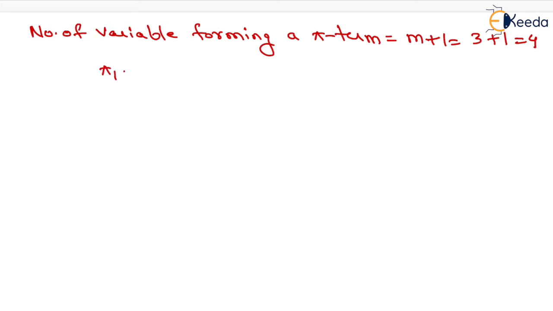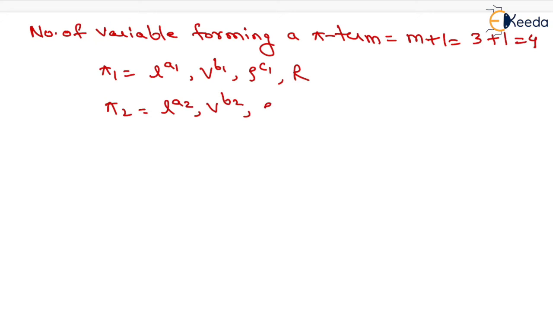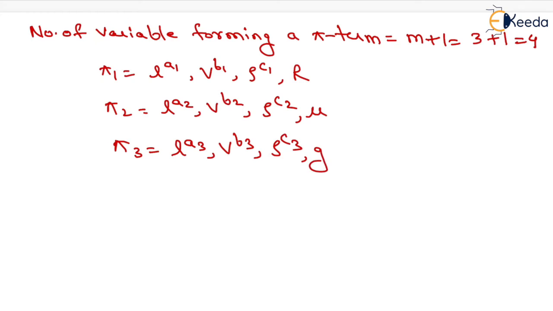So pi 1 will be equal to L to the power a1, V to the power b1, rho to the power c1 and R. Similarly, pi 2 will be equal to L to the power a2, V to the power b2, rho to the power c2 and mu. And pi 3 will be equal to L to the power a3, V to the power b3, rho to the power c3 and g. Those will be the pi terms. Now we have to find the solution of the pi terms.